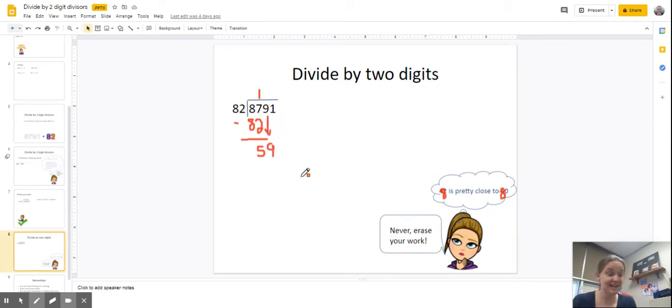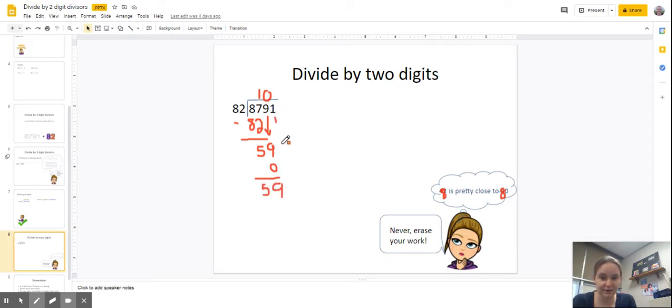How many times does 82 go into 59? Well, 0. 82 is bigger than 59. If I have 59 cookies and 82 people, they don't get a whole cookie, do they? No, it's 0. So I can write down 0, and then I would have a remainder of 59.